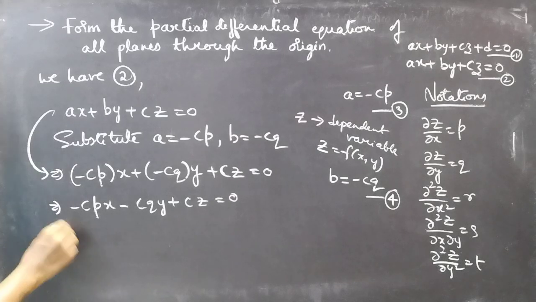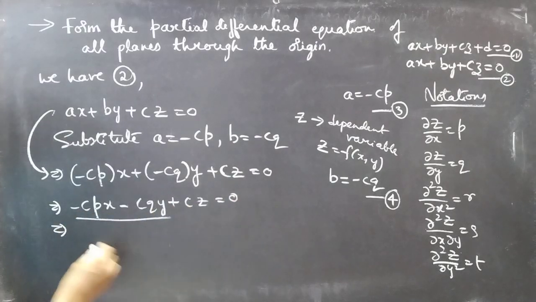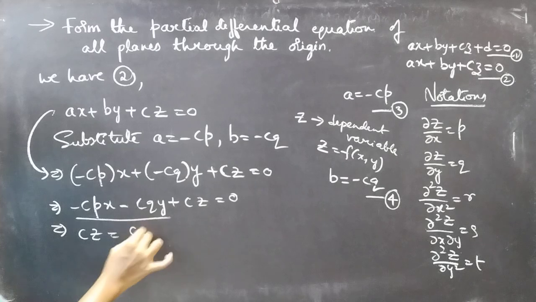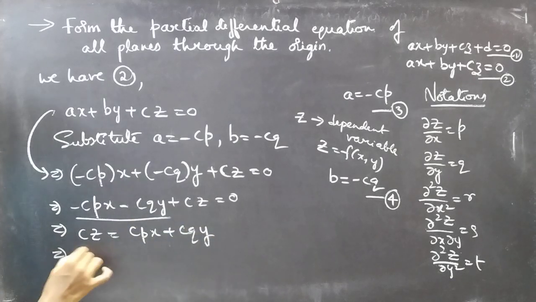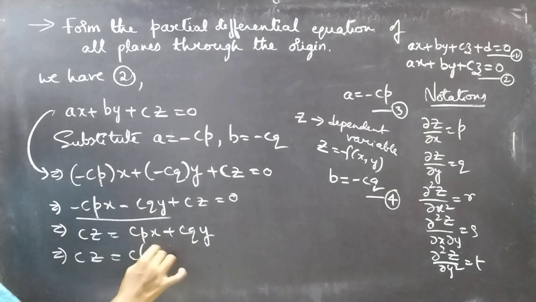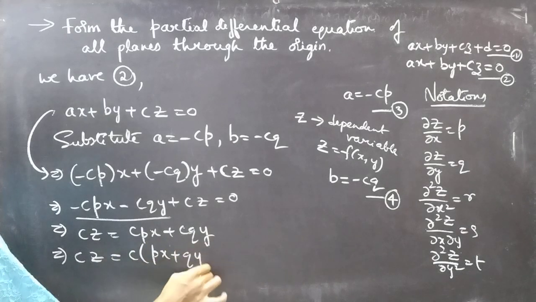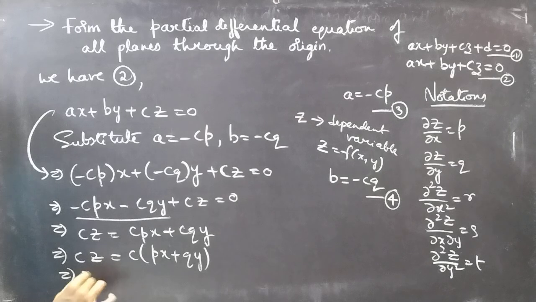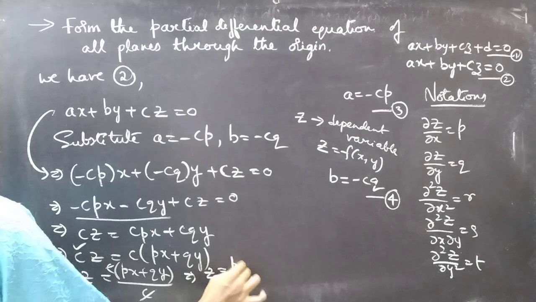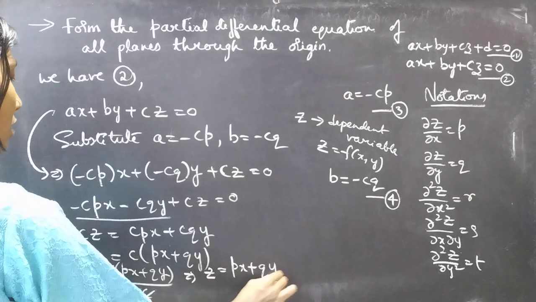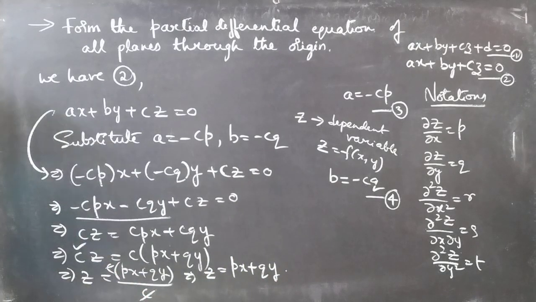Now I'll take these two terms to the RHS so that I'll get cz equal to cpx plus cqy. Then take c common from the two terms of the RHS. Then z equal to c times px plus qy divided by c, where c gets cancelled and you'll get z equal to px plus qy, which is the required partial differential equation.